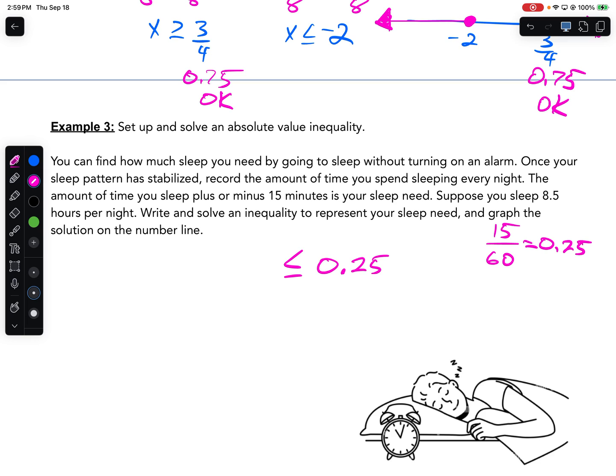Because you're going to sleep in between 15 minutes more than 8.5 hours and 15 minutes less. That's why it's less than or equal to. So you always have absolute value. We have x and 8.5. What's the sign in between, minus or plus? If it's plus, what do you have to do as your first step? And can you sleep negative hours? I hope not. That would really suck. Right? No, thank you. So that's why it has to be minus, because we have to add 8.5 as our first step.